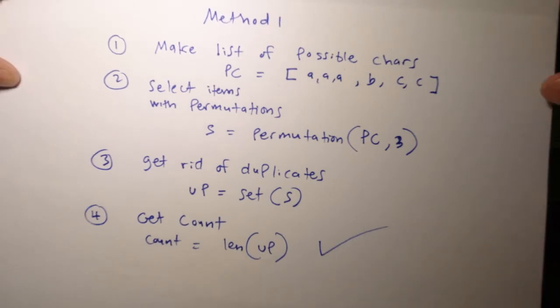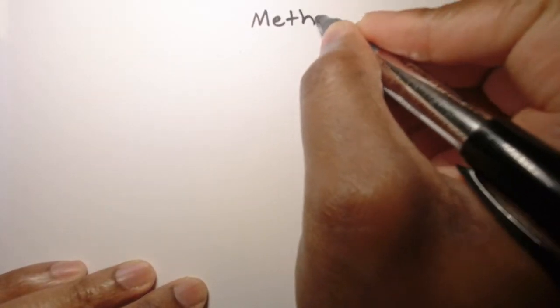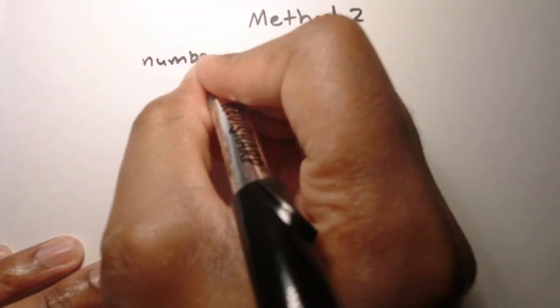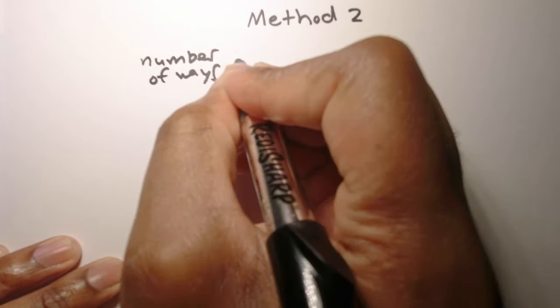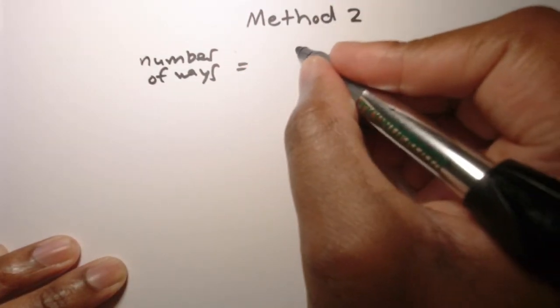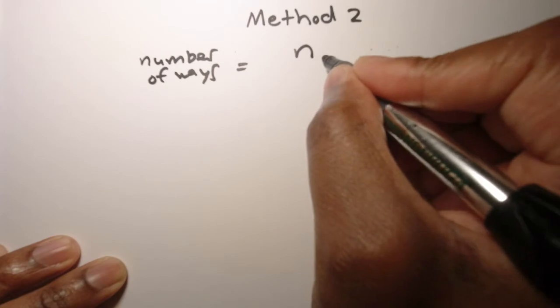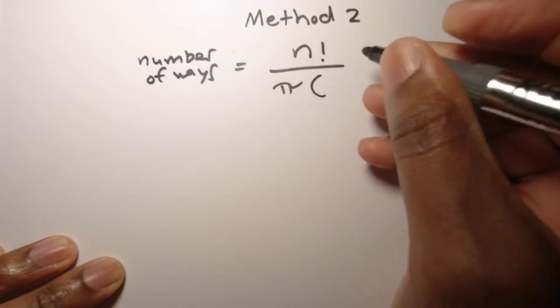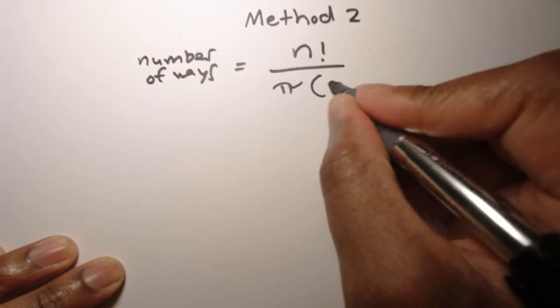Let's look at method 2. Method 2 uses the counting rules to make a formula by summing the number of ways of all possibilities. According to the counting rules, the number of ways is equal to the length of the string. In this situation, we have the length of the string as n factorial divided by the product of each character factorial.